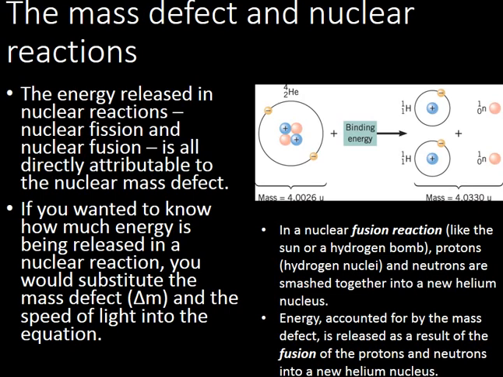To put a little more light on what's going on at the right, in nuclear fusion reactions, and those are reactions like the sun or the hydrogen bomb, protons, these hydrogen nuclei, and neutrons are smashed together, and they form a new helium nucleus, and some energy is released at that point. That energy, which is accounted for in the mass defect, is released as the result of the fusion of these protons and neutrons into a new helium nucleus. The picture to the top right shows us what happens in a nuclear fusion reaction.